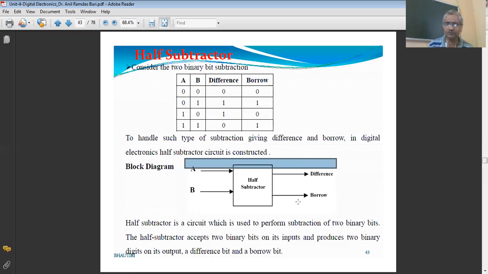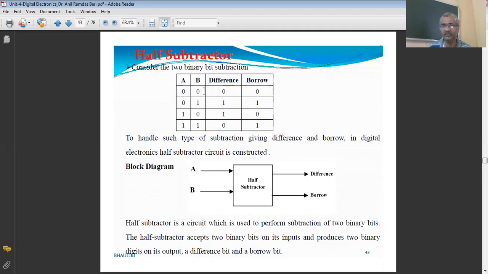So the half subtractor subtracts two binary bits, two binary digits. It is only a 2-bit operation, and it will have 2 inputs and 2 outputs. The inputs are A and B, and the outputs will be the difference of the inputs A and B, as well as the borrow.